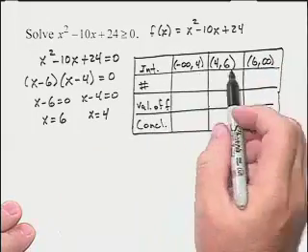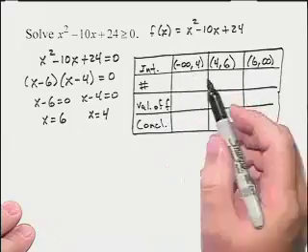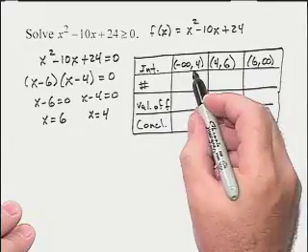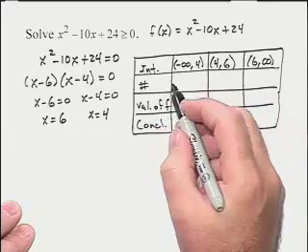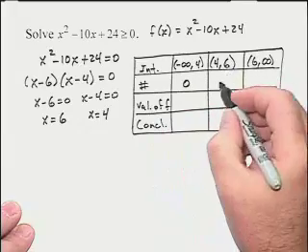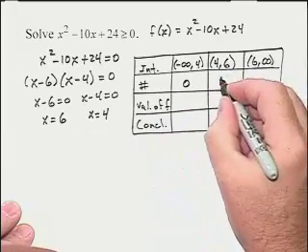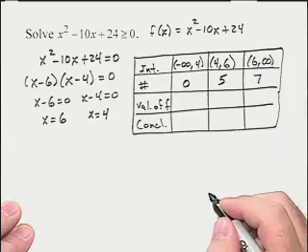We pick a test value in each of these intervals. We can pick any value in the interval, but it helps to pick one that's an integer and something close to the boundary so that it doesn't get too big. In this first interval, we're going to pick 0. So that's a nice number to work with. The next interval, we're going to pick 5. And in the third interval, we're going to pick 7.